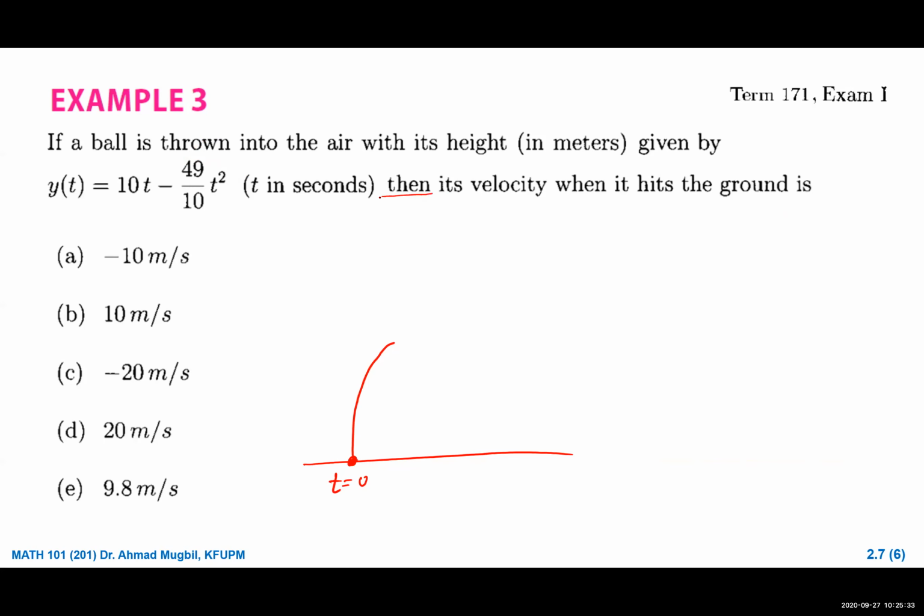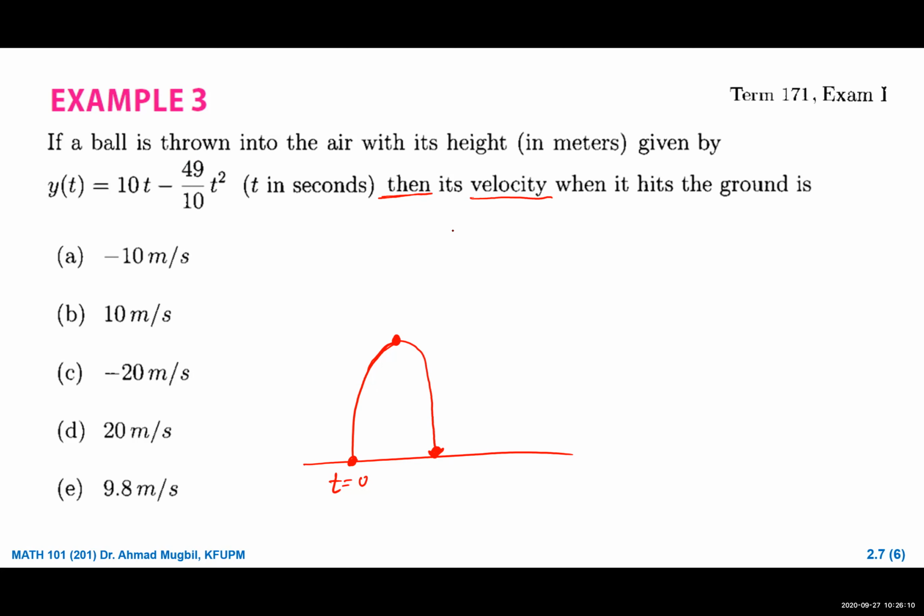Then, what is the question? Its velocity when it hits the ground is. So we want to find the velocity, not the average velocity. Now the question is, what will be its velocity? Of course, Shabab, at the top the velocity will be 0, but this is not our target now. It will go back, and the question is, what will be its velocity when it hits the ground? Okay, this is the question.